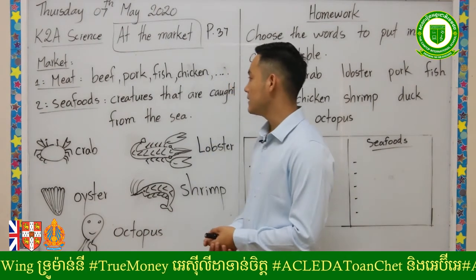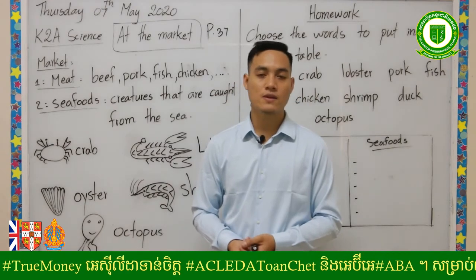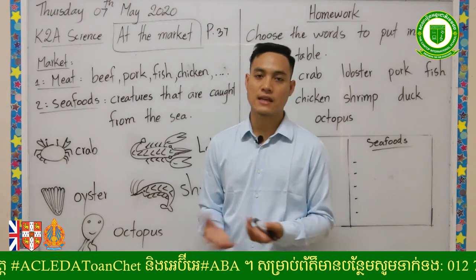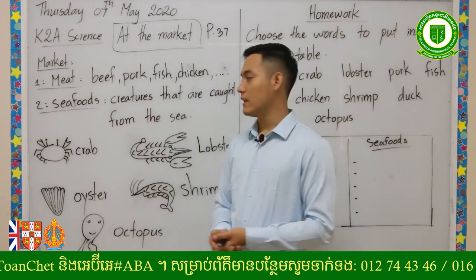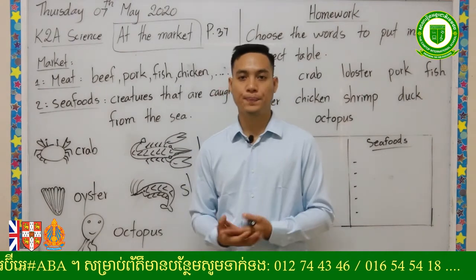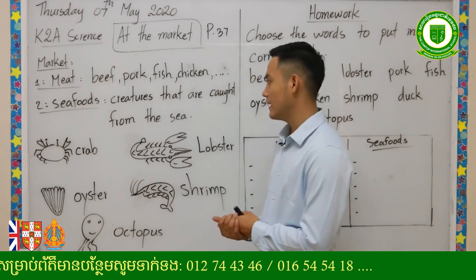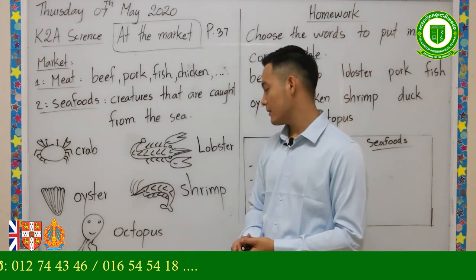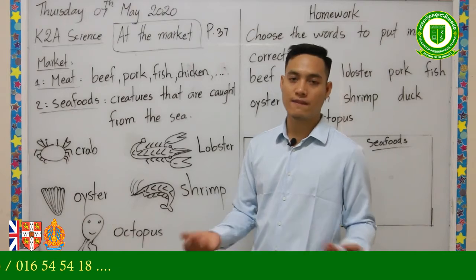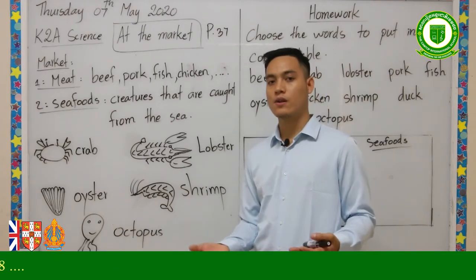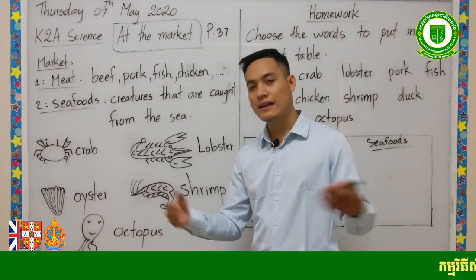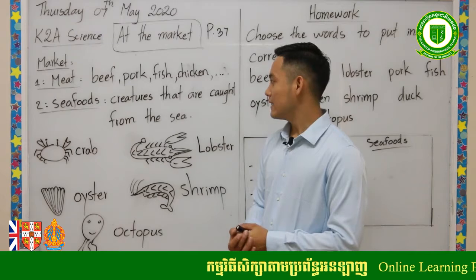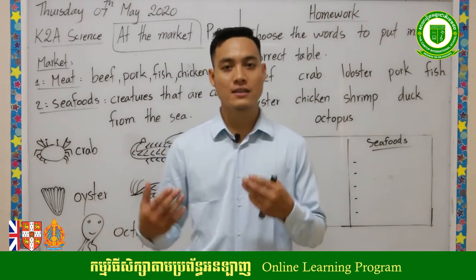Okay, and number 2 is about seafoods. Seafoods refer to the creatures that are caught from the sea and sold at the market, and you can buy different types of seafoods, like crab, lobster, oyster, octopus, jellyfish or starfish, turtle, snail, okay, and any other seafoods that you can buy at the market. And that's it for what we have learned today.